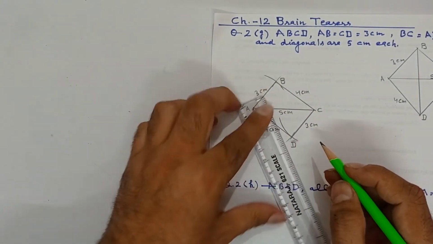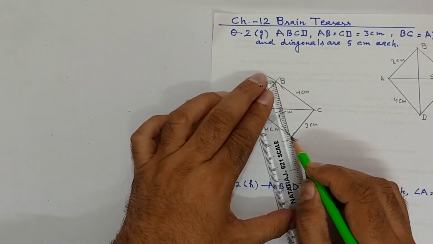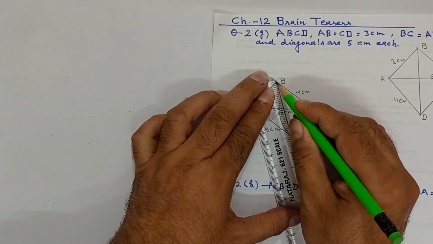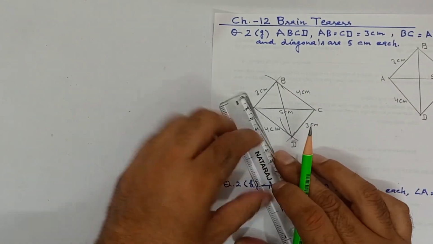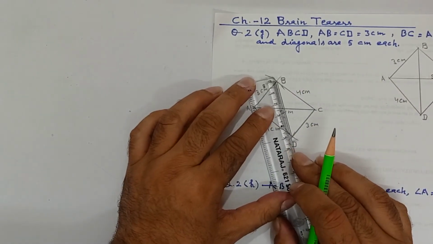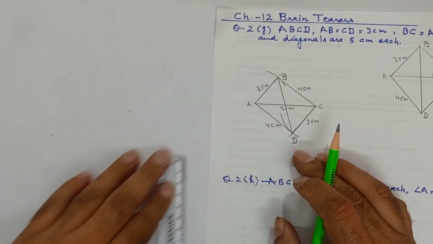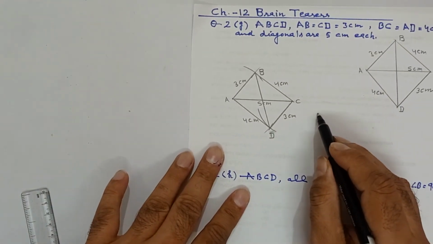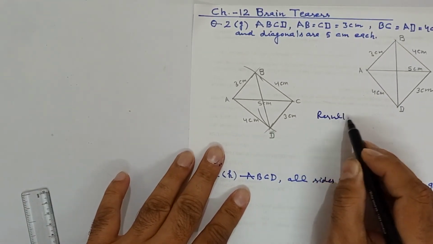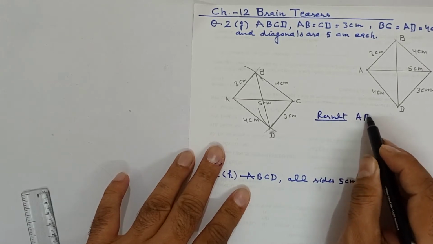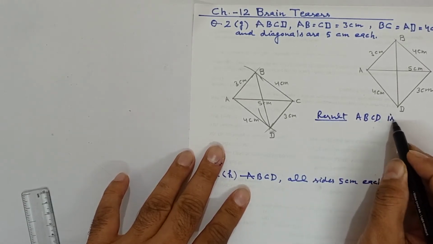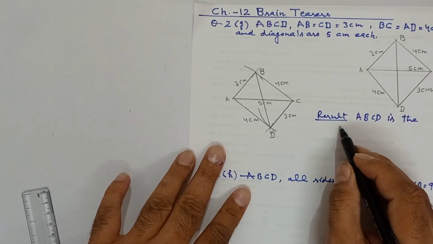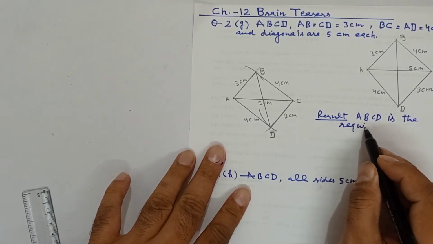Now join the diagonal BD. Check its length by keeping the scale. It is exactly 5 centimeter. So construction has been completed. As a result, ABCD is the required quadrilateral.